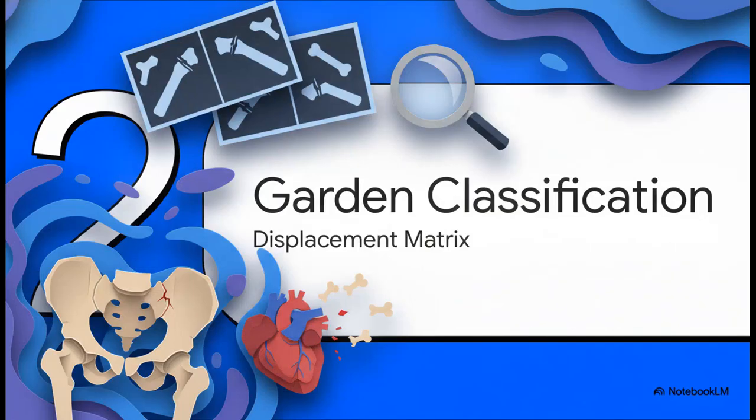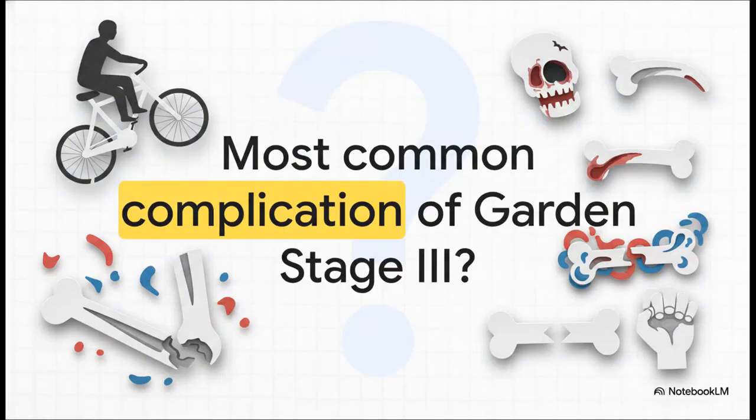Section 2. The Garden Classification Scale. All right, let's look at a 45-year-old male who suffers a complete femoral neck fracture with partial dislocation. This is a Garden Stage 3 injury. Based on that trabecular disruption, what's the most common complication?